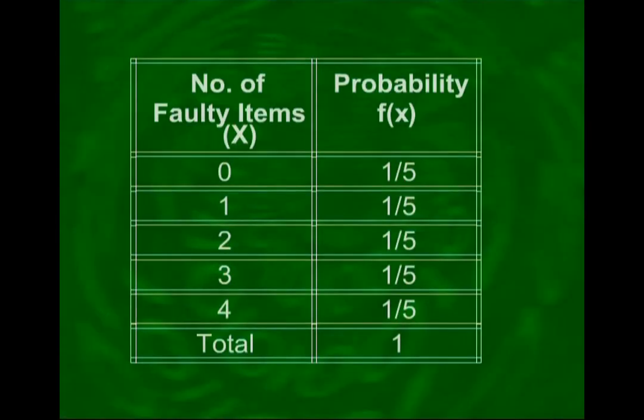So, as you now see on the screen, the probability distribution of the population is, the column of X represents the number of faulty items in a car, and this number goes from 0 to 4, and the probabilities are 1 by 5, 1 by 5, 1 by 5, 1 by 5, and 1 by 5. The reason being that, as I just said, these 5 values are equiprobable.